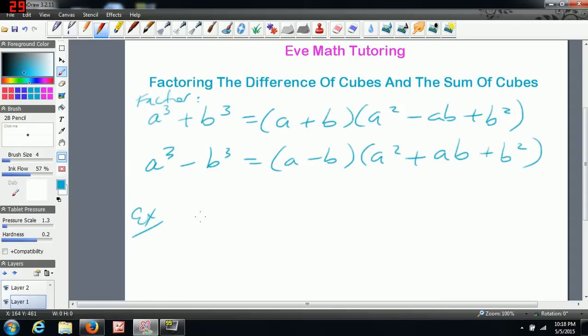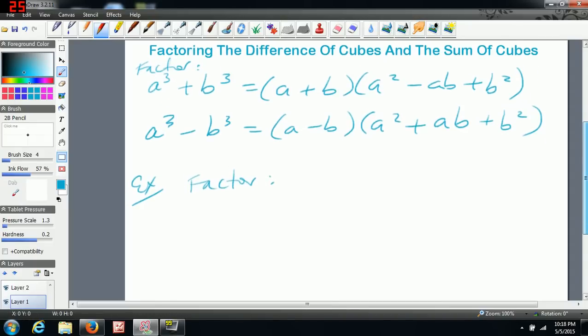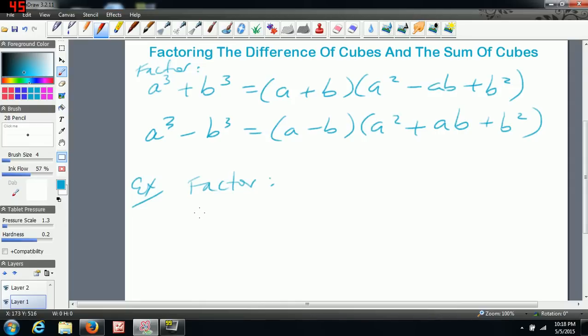Okay, so you could be given something like the following. You're asked to factor the expression x cubed plus 27. If you look at this carefully, you notice that it is in the form a cubed plus b cubed. I can see that by rewriting it as x cubed plus 3 cubed. And then from there, I can use this rule to factor it.